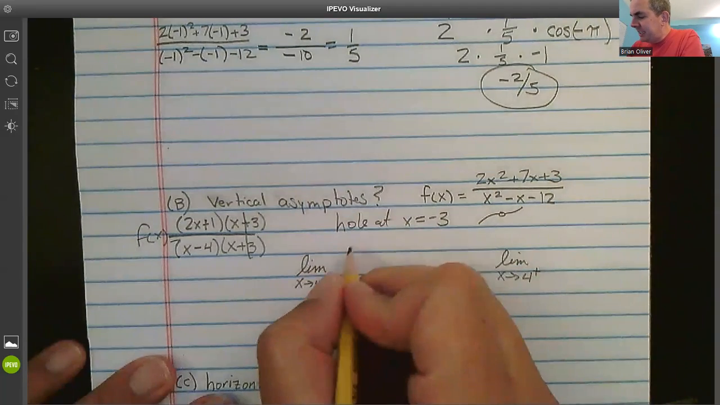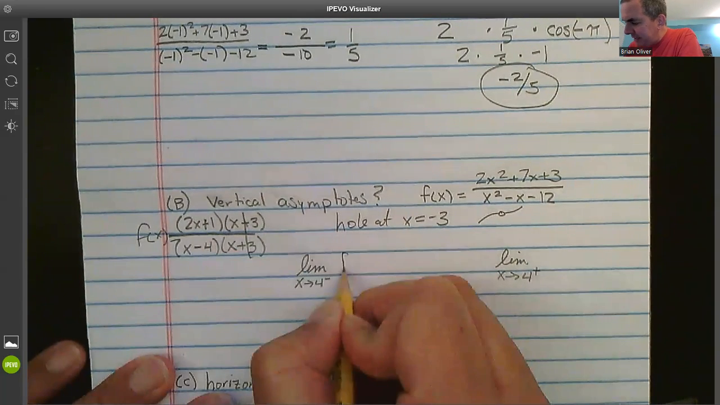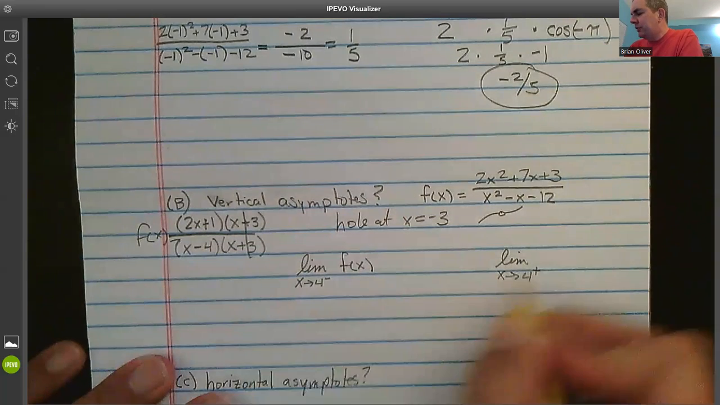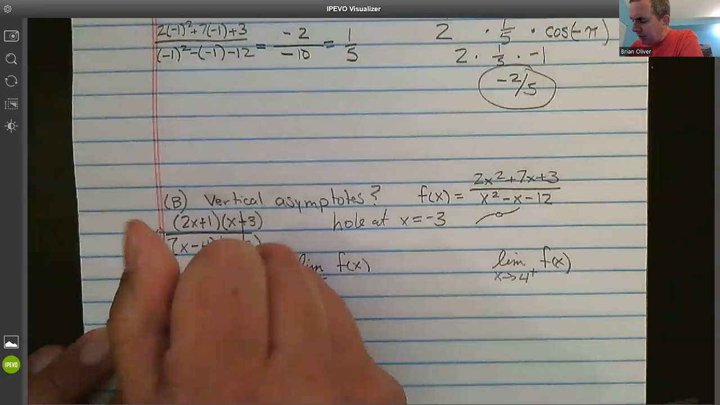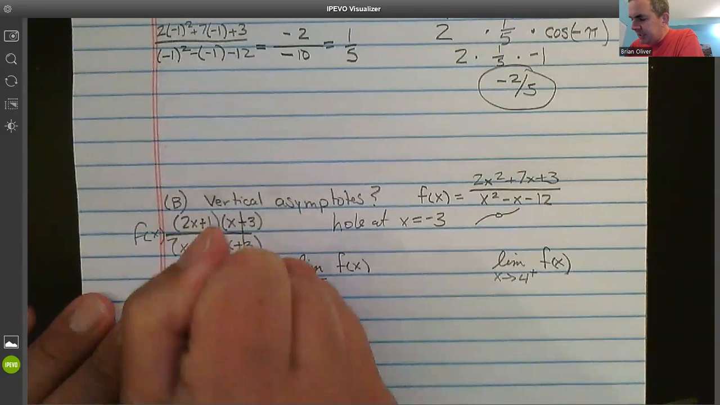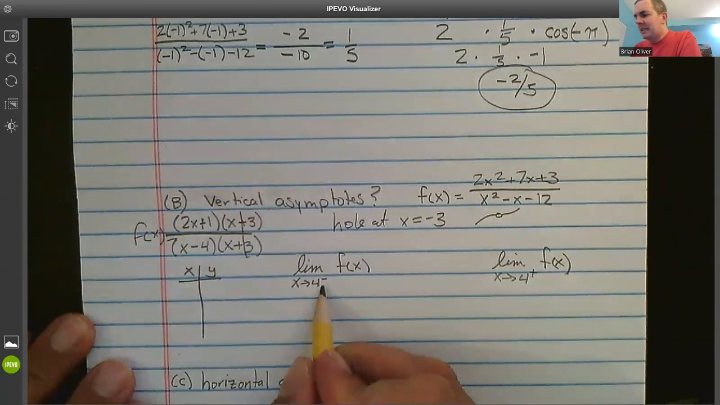So what I need to do is say, what is going to happen when I'm looking at this limit of f of x as x approaches 4 from the left and as x approaches 4 from the right? And that's where I told you about, let's take a look at this sign chart. So I'll start with 4 from the left.